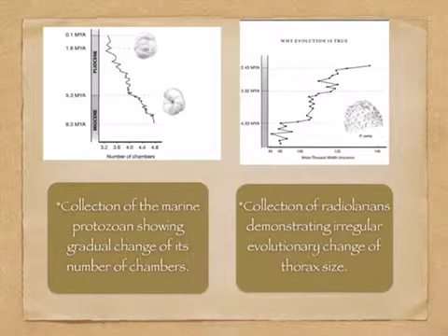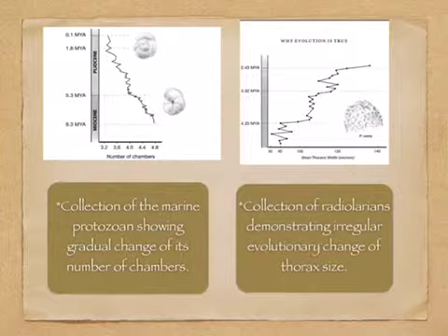Some of the examples done to show evolution are as follows. On the left is an example of a collection of marine protozoan showing smooth, gradual change of its number of chambers. On the right is a chart showing the collection of radiolarans demonstrating unsmooth evolutionary change of thorax size. It is unknown what selective pressure drives evolutionary changes in examples such as the radiolarans. It is always easier to document evolution in the fossil record than to explain what caused it.